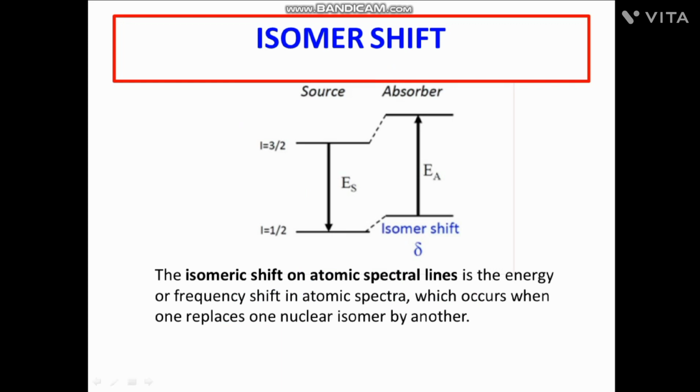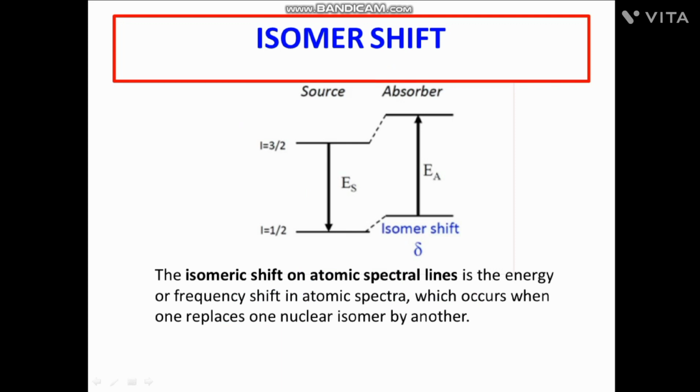So let us see now about the isomer shift. Here the transitions for the source and absorber are shown. The absorber and the source may be the same element, but the absorber is in a different environment. Here the element is in a material. So naturally the two transitions will not match. Slightly, the energy levels are shifted to a greater level. That we call the isomer shift.